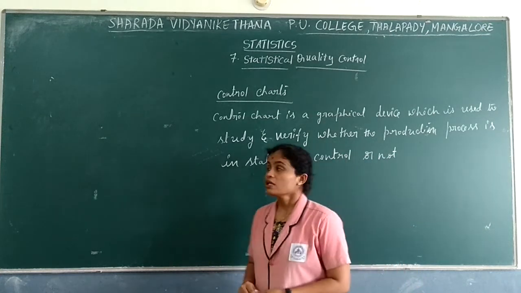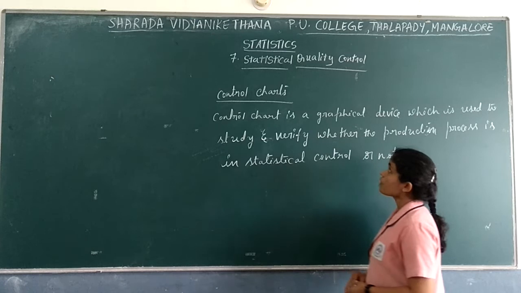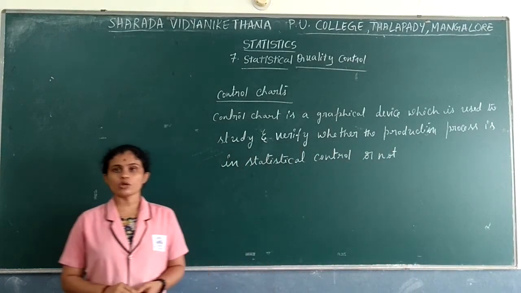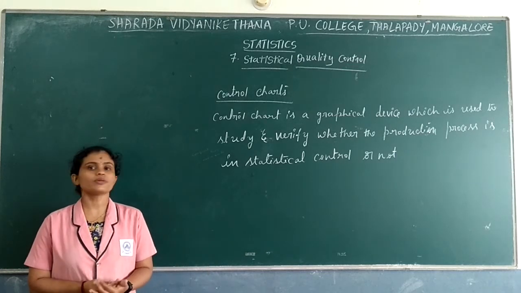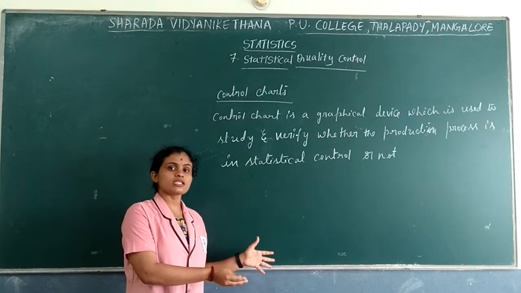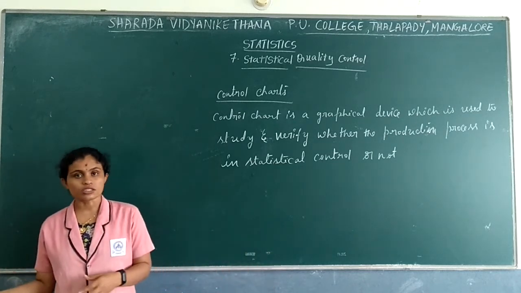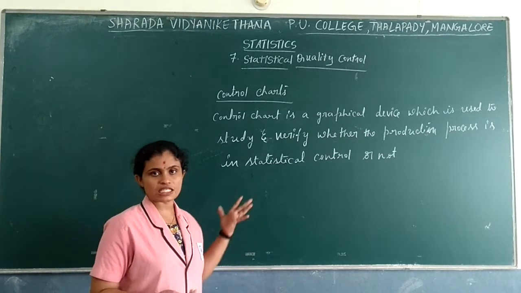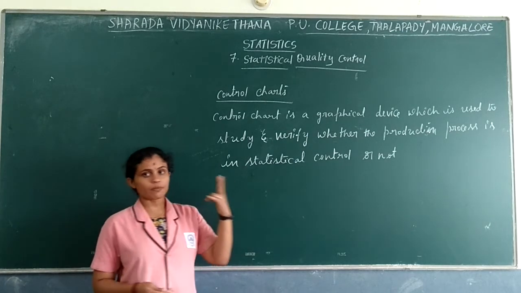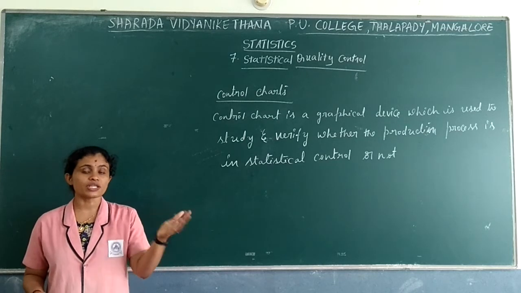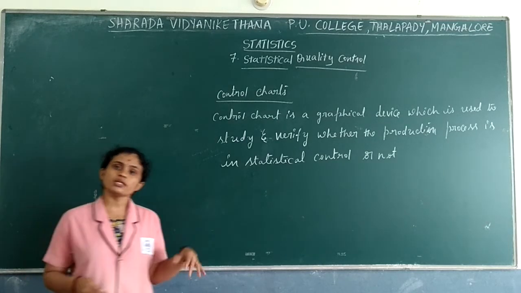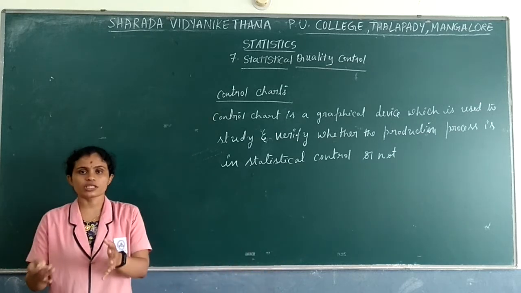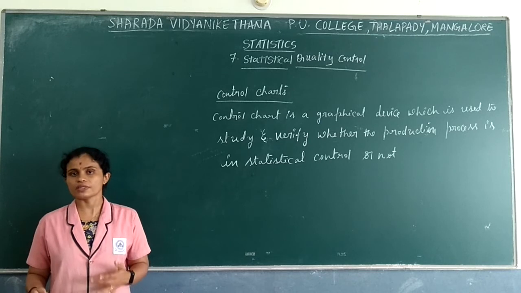Namaste students. Now we are in the seventh chapter, that is statistical quality control. In the last session we studied what is quality, what is statistical quality control, what is quality control, and at what stage we need to apply the statistical quality control method. We apply it in two stages: one when production is going on, and once after completing the production, when finished or semi-finished goods or products are available in our hand.